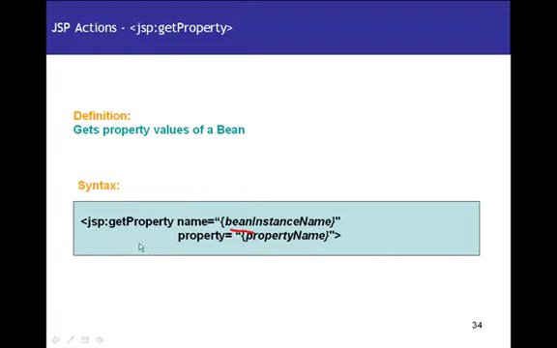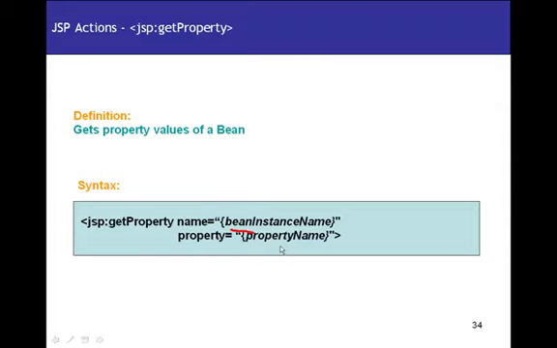So here you are basically saying that you want to get the property values for this particular bean, right? And in property you give whatever property name, whatever value you want to fetch. So in this example it could be username, which you want to fetch and display on the JSP page. So the property would be username here, right?